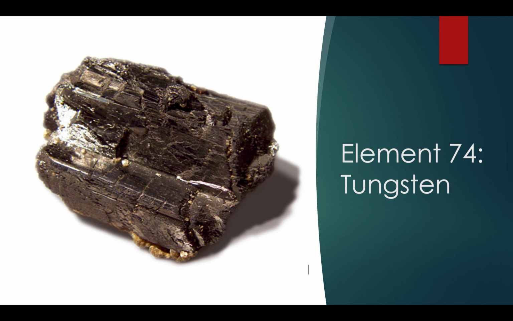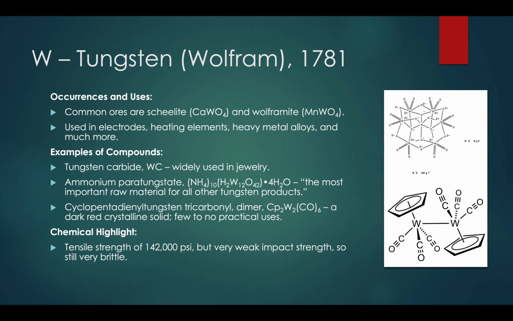Tungsten is most commonly found in scheelite and wolframite ores, and it has many uses in electrodes, heating elements, and heavy metal alloys. Tungsten carbide is the hardest metal used in jewelry, favored for its immense resistance to scratches. Ammonium paratungstate, pictured on the top to the right, is regarded as the most important raw material for all other tungsten products, according to Ullmann's Encyclopedia of Industrial Chemistry.